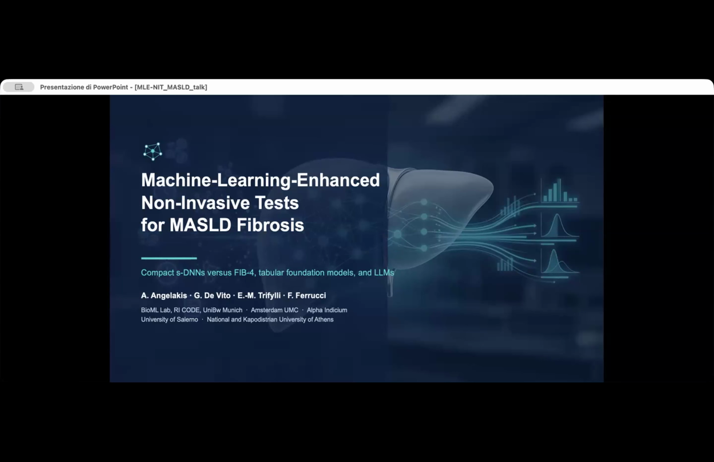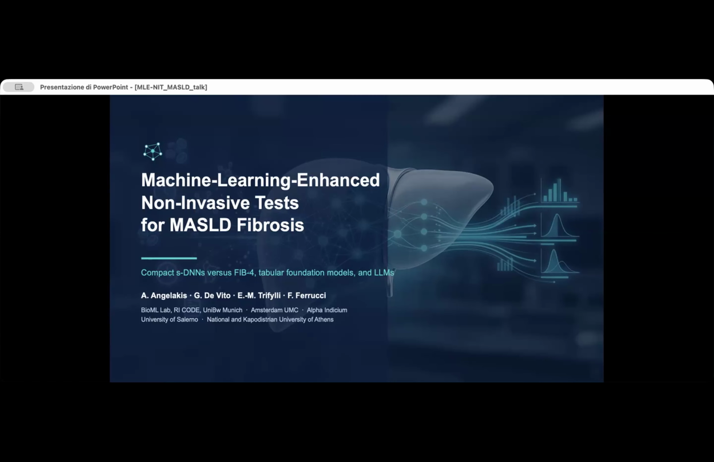Perfect. Good morning, everyone, and thank you for being here. I'm Gabriele De Vito from the University of Salerno, and today I'm proud to present our latest work titled Machine Learning Enhanced Non-Invasive Tests for MASLD Fibrosis. Let's start with a practical question. That is, can artificial intelligence improve an established clinical test without requiring any additional information from the patient?